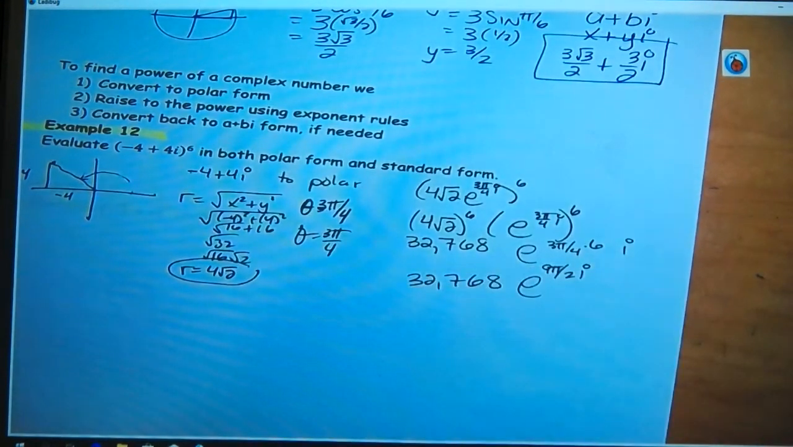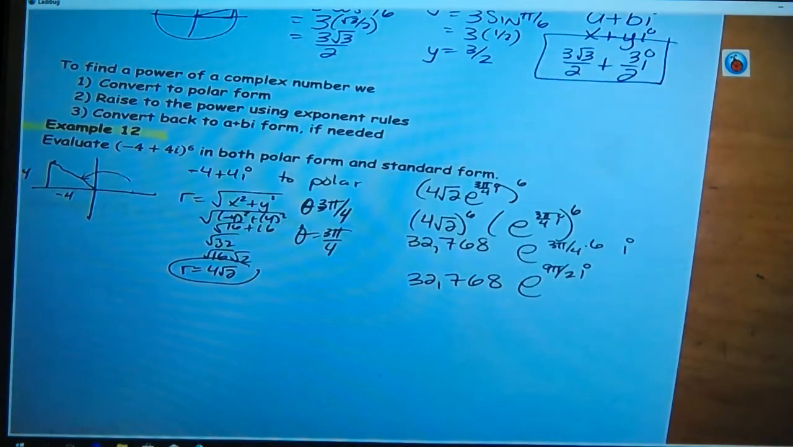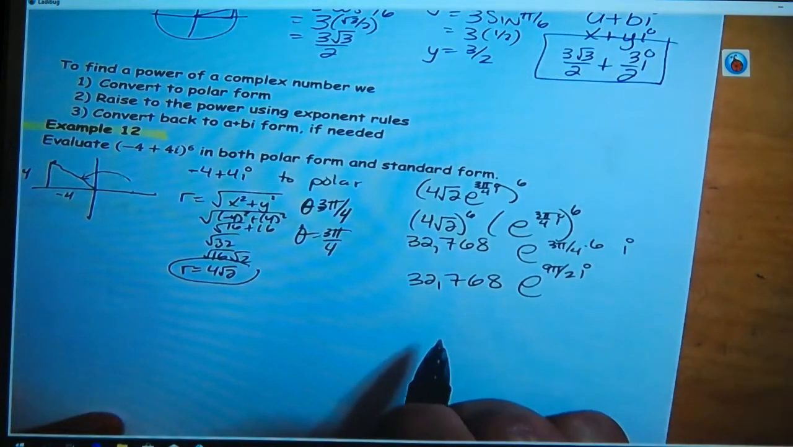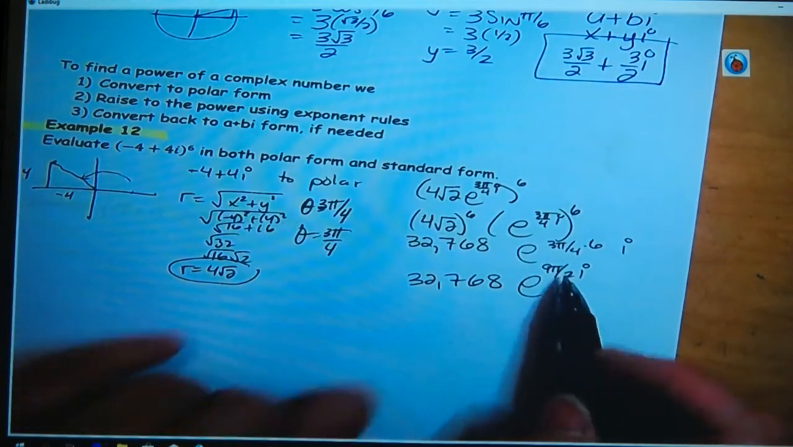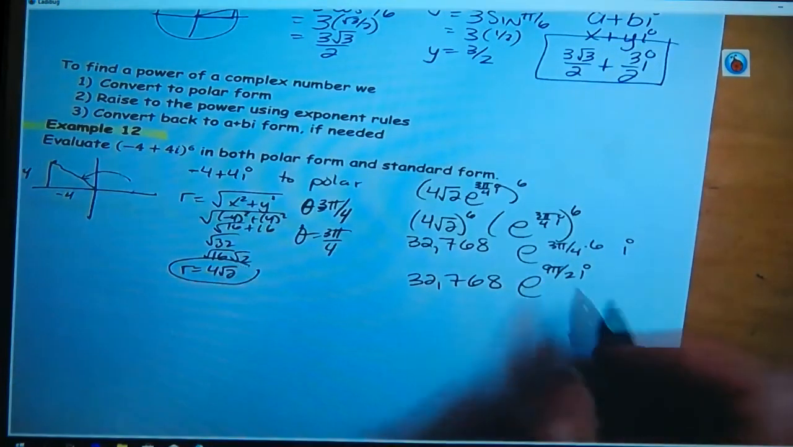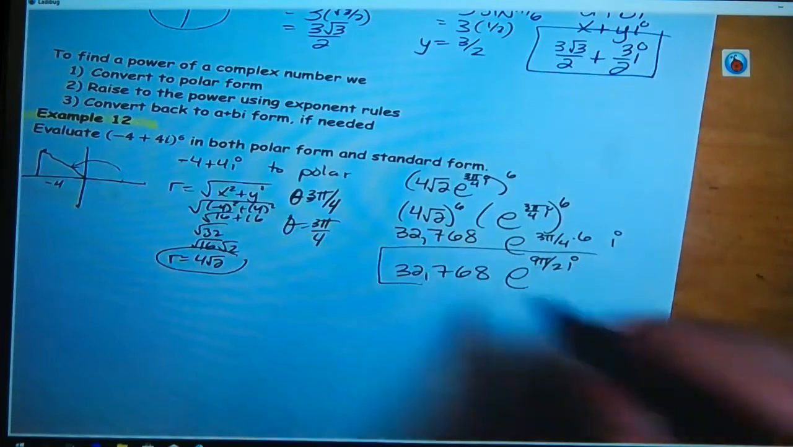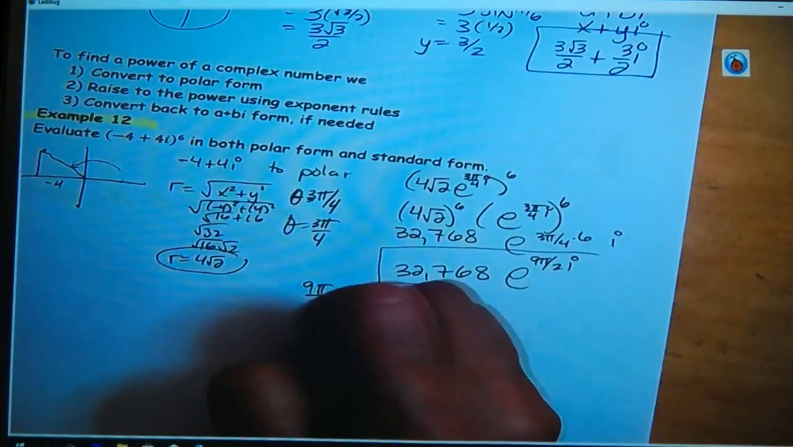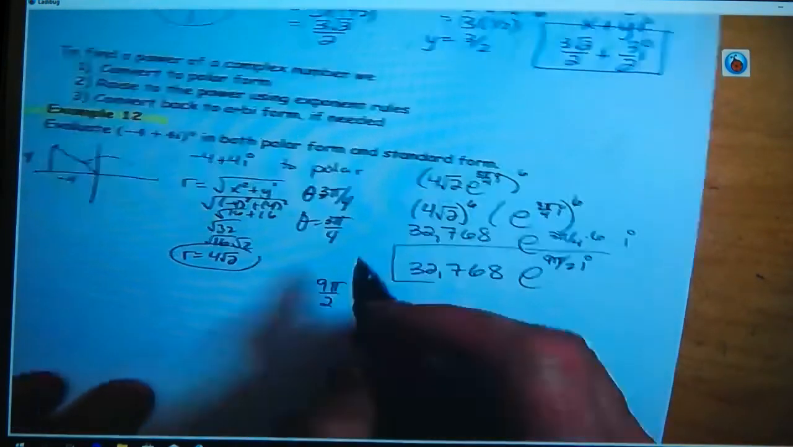32,768 e to the 9 pi over 2i. Okay, now that's not on the unit circle, 9 pi over 2. Your textbook is going to say that's okay. I'm going to ask you to change 9 pi over 2 back to a coterminal angle on the unit circle.